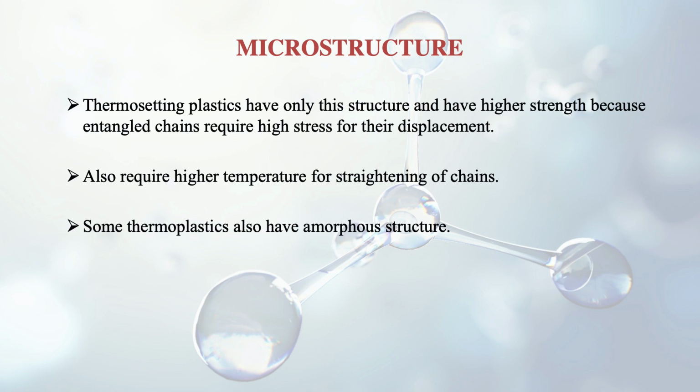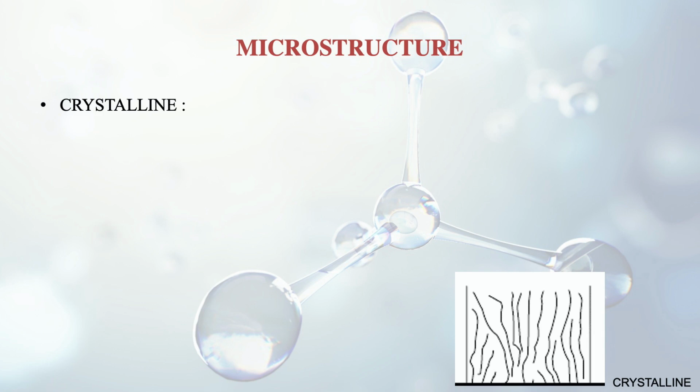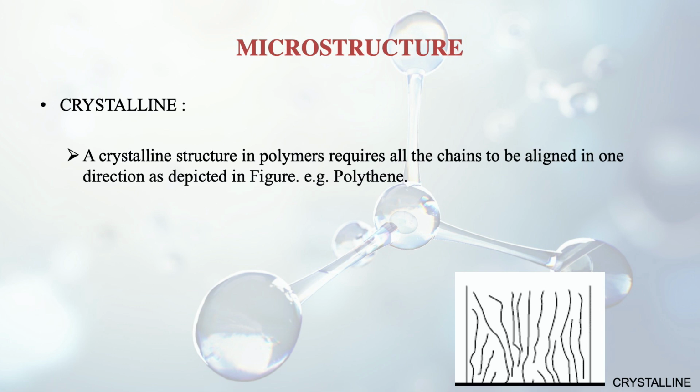Some thermoplastics also, which are considered weaker, also have amorphous structure. So thermosetting, obvious, it has amorphous structure, but some thermoplastics are also there which have amorphous structure. Then after the amorphous structure, we have the crystalline type. Crystalline, see how straight type of fibers are there. The material, they are almost parallel to each other. You can see the structure in the polymers, they are consisting of chains which are aligned in one direction. You can see in the figure, it's quite clear.